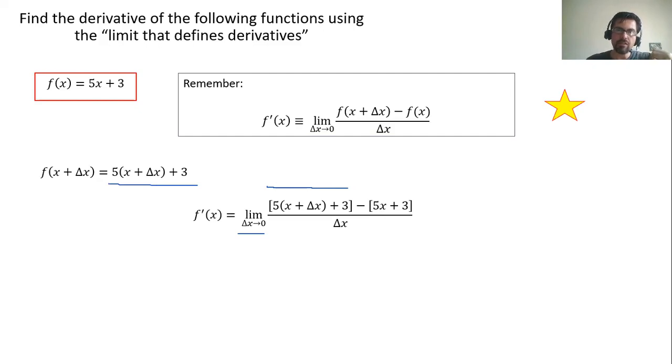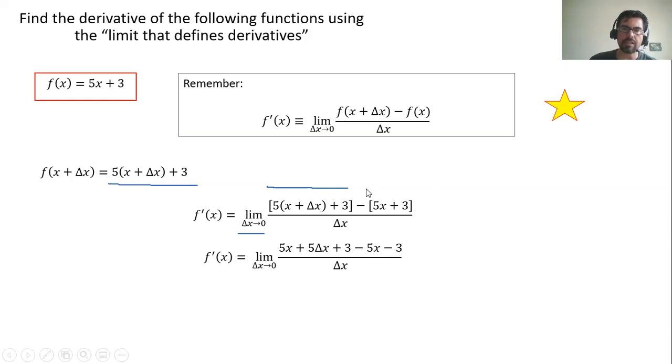Next step is to apply the algebraic properties that we know. If we apply the distributive property in the first term, we just remove the parentheses and the bracket without any other problems. And in the second term, we do have to apply the negative to both 5x and 3. Now we got rid of the parentheses.